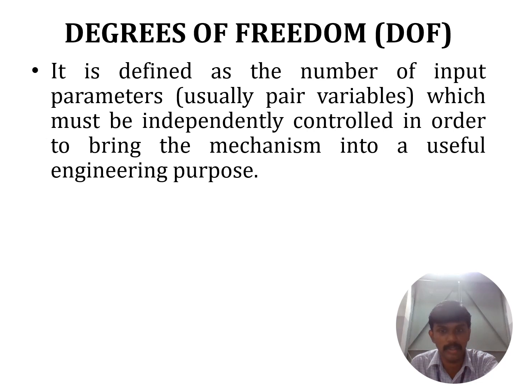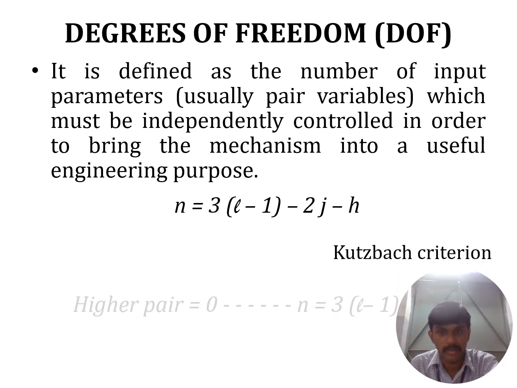Next, degrees of freedom. Degrees of freedom is the number of input parameters which must be independently controlled in order to bring the mechanism to a useful engineering purpose. For finding n, the number of degrees of freedom, n equals 3 (L minus 1) minus 2J minus H. L is the number of links, J is the number of joints, and H is the number of higher pairs. In the Grubler criterion, the higher pair is 0. If no higher pair is available, then H is equal to 0.